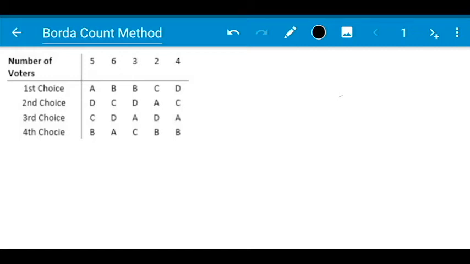Hello everyone. So today we're going to talk about the Borda count method and what it is, and a little bit of a shortcut for how we're going to calculate it so it doesn't take us as much time to tally up our points.